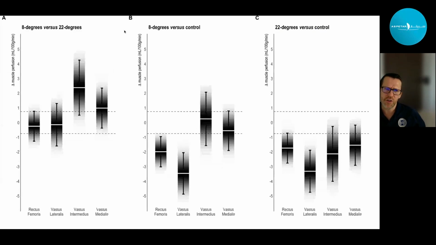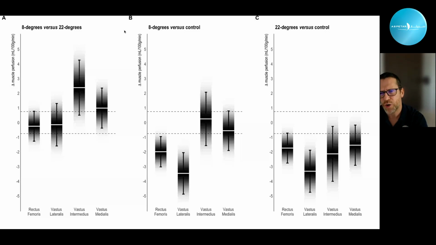And again, if we look at the individual muscle groups, if you just look at the center figure here, which is the 8 degrees, so really cold water versus the control, what you can see here again is that in the more superficial tissues, the femoris and the lateralis, you can see a practically important change in blood flow. So in these superficial tissues, the blood flow is starting to come down, okay? That's pretty similar to what we also saw at rest.